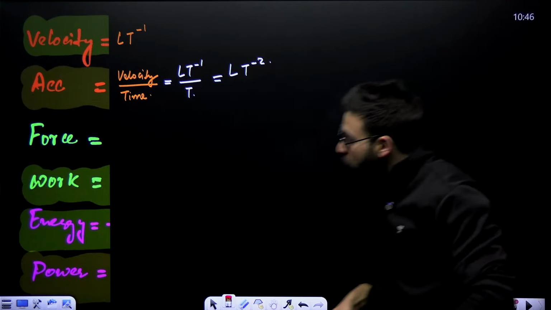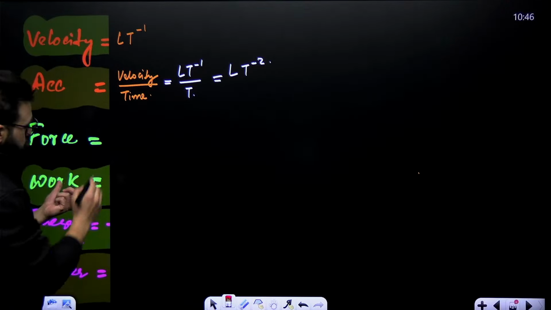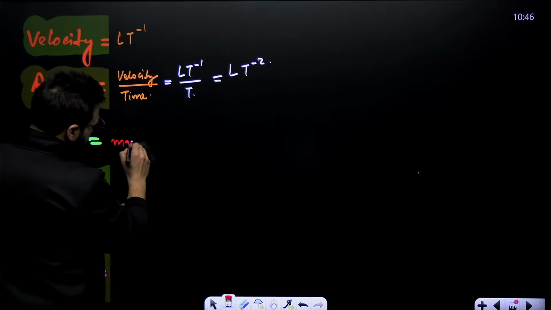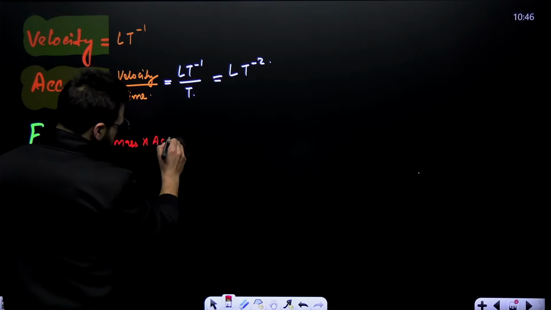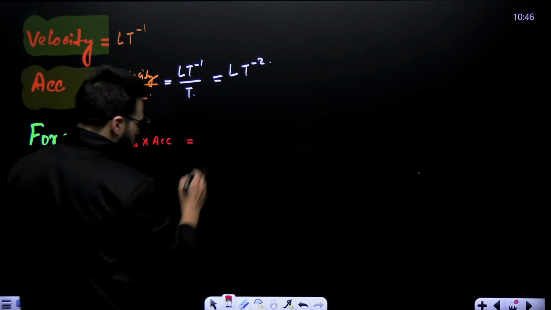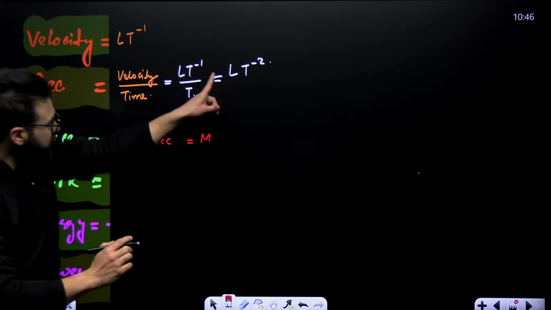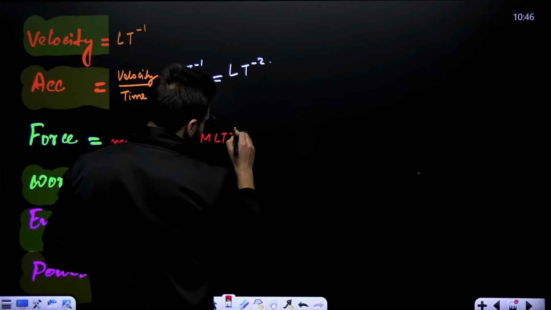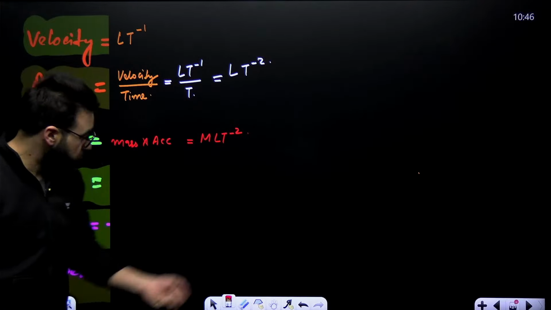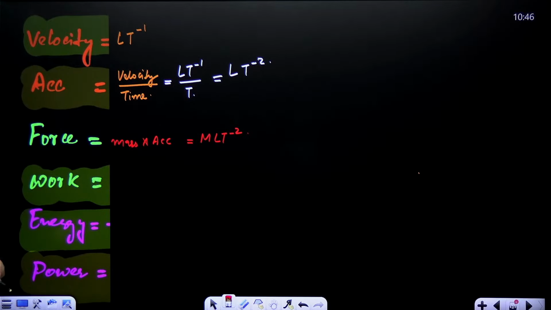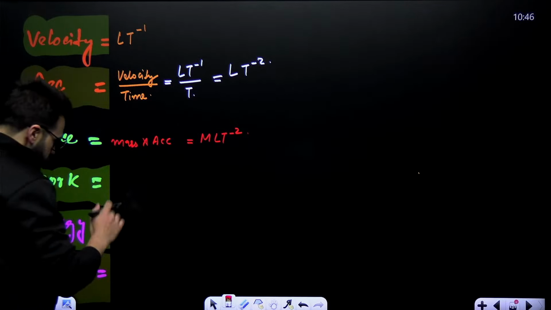Now, let's talk about the force. Guys, when it comes to the force, can I say this is mass into acceleration? Yes. Now, for mass, it is M1, one mass. For acceleration, it is LT minus 2. This is the dimensional formula of what? That is force.